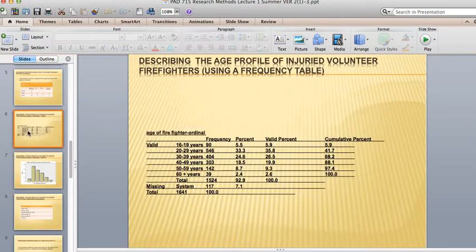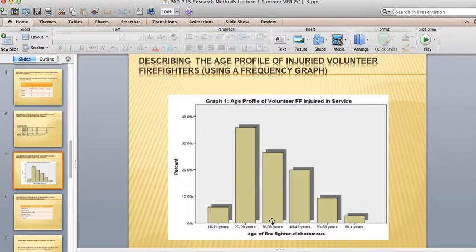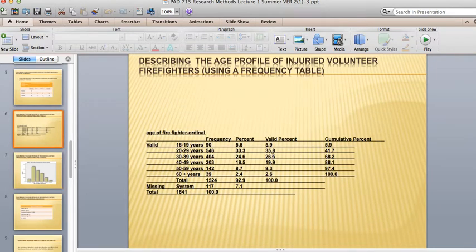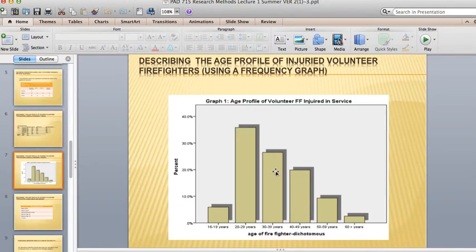followed by 26% of injured firefighters between the ages of 30 and 39. Now, sometimes for the bigger categories, once you report them individually, you can aggregate them. So you could say that, well over half of firefighters who were injured fell between the ages of 20 and 39.